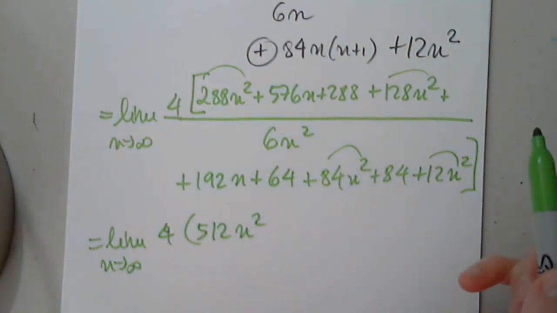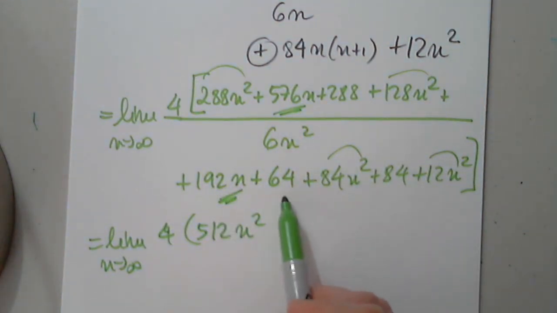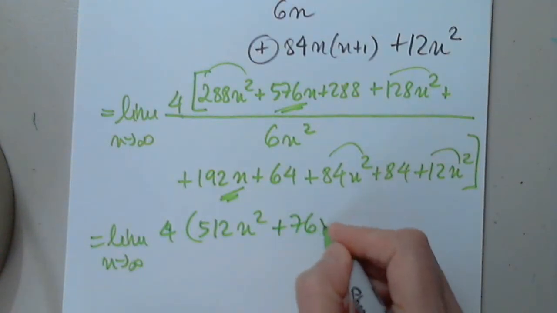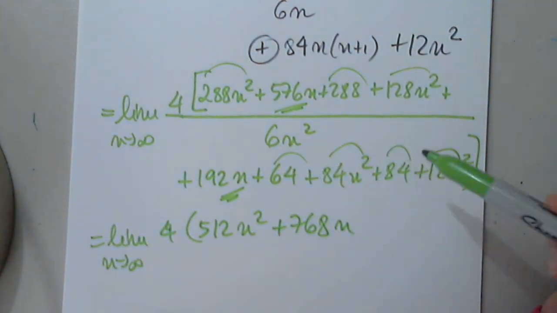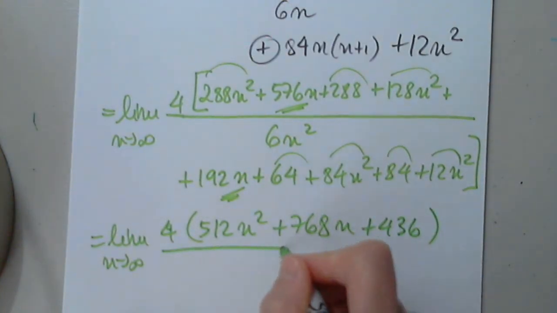n squared. Now I want these terms. Okay, 576 plus 192, 768. And now I have these terms, 288 plus 64 and plus 84, 436. Keep an eye on my numbers, please.